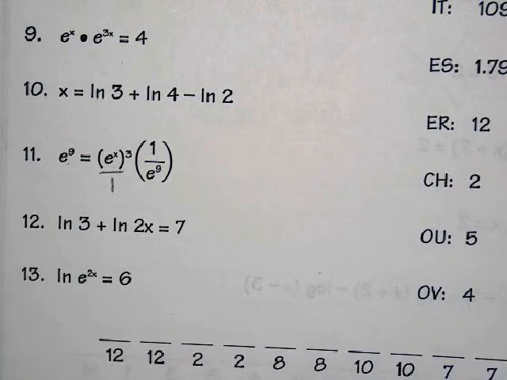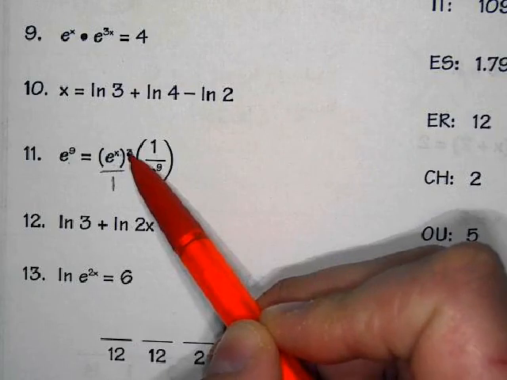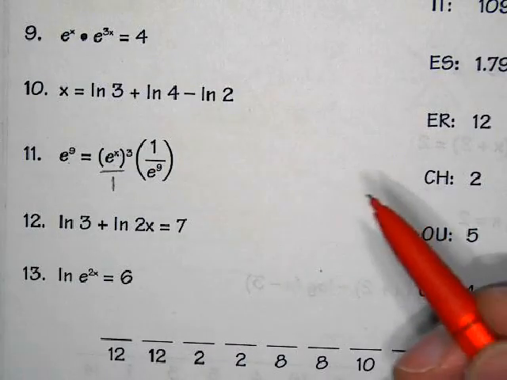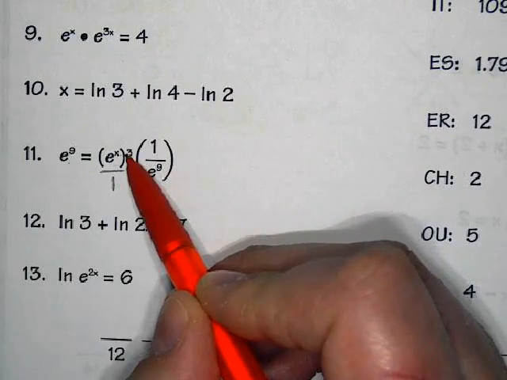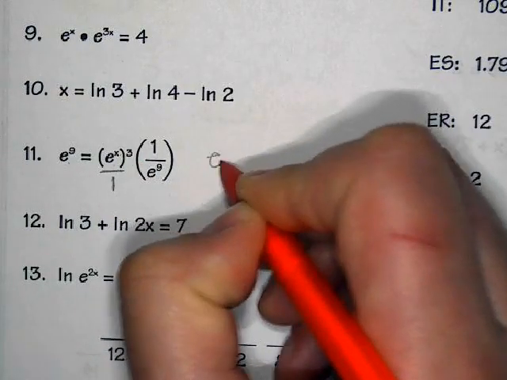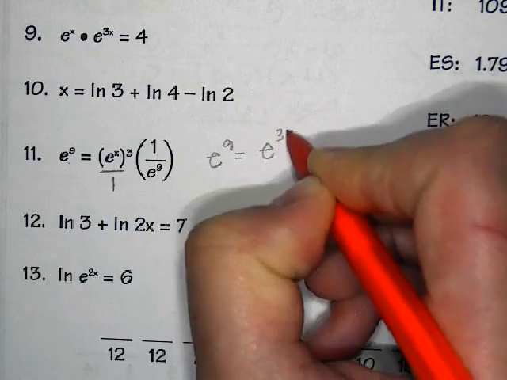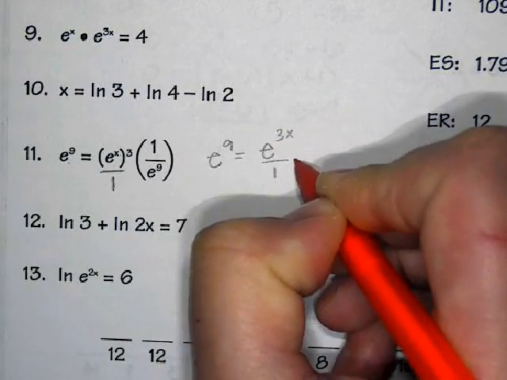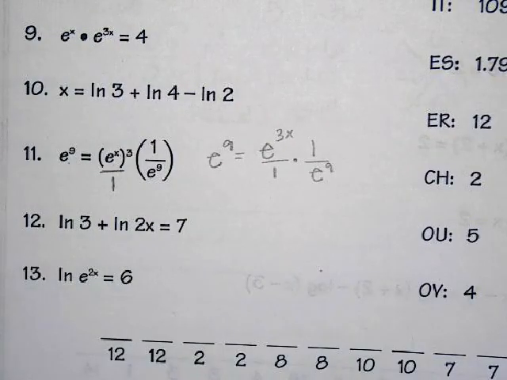Okay, so somebody tell me, if you have an exponent to an exponent, what do you do? You multiply them. So x times 3 is 3x. Okay, so we have e to the 9 equals e to the 3x over 1 times 1 over e to the 9. Okay?